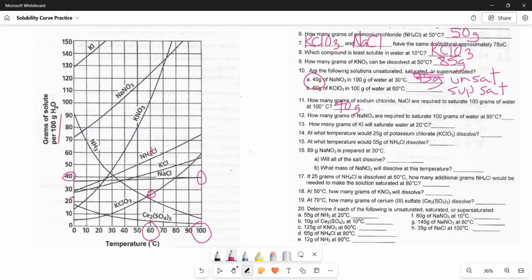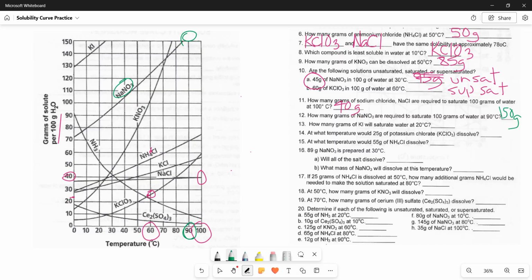All right, 12. How many grams of sodium nitrate are required to saturate 100 grams of water at 90 degrees? So we're at 90 degrees. I'm going to change my pen color. I should erase everything, which we will clear here soon. And we're going to go up to sodium nitrate, which is this substance here. So if I come up, it's going to be up here, and it is going to be about 150 grams. So it's about as high as it goes there. Okay.